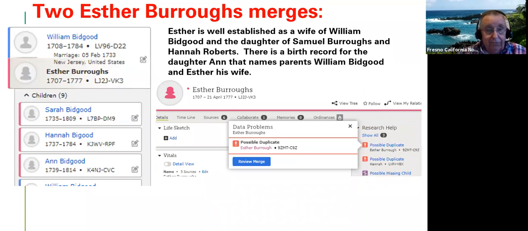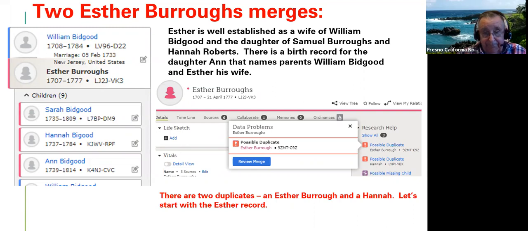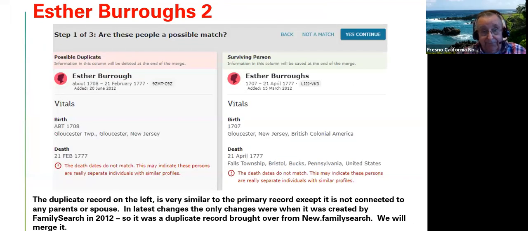Esther Burrow, without the S, but no, for names, an S, whether it's there or not, isn't necessarily a killer when it comes to whether we merge or not. There's actually two duplicates. The first one's Esther Burrow, the other one's Hannah. That's going to take a closer look. But let's start with the easier one, Esther.